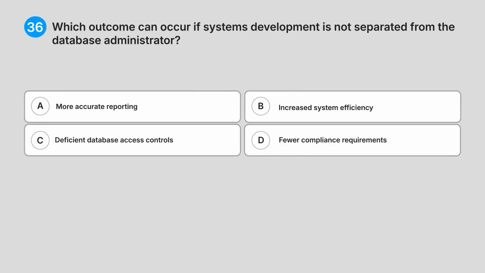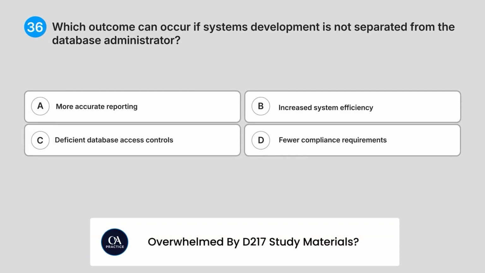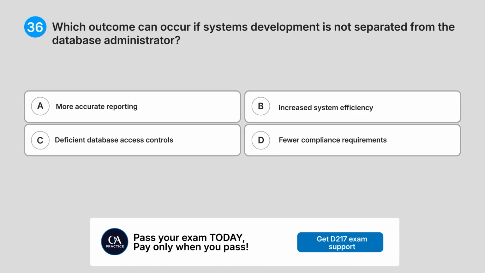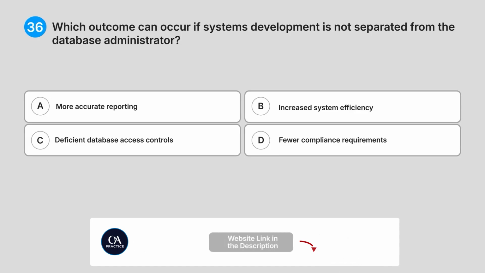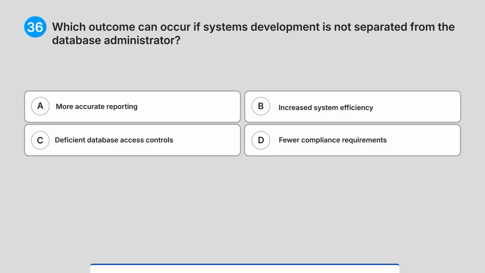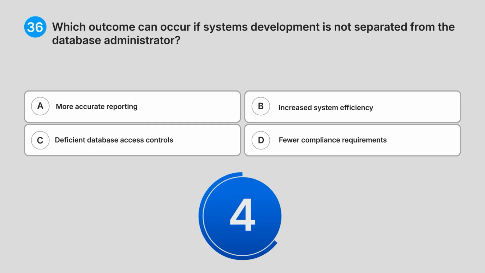36. Which outcome can occur if systems development is not separated from the database administrator? A. More accurate reporting. B. Increased system efficiency. C. Deficient database access controls. D. Fewer compliance requirements. Can you guess the answer?